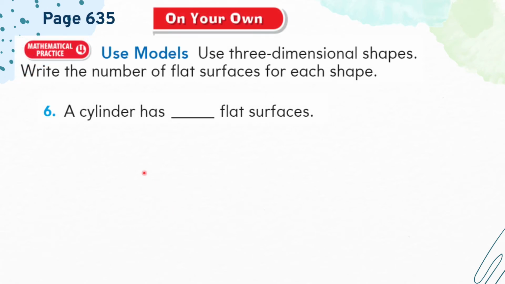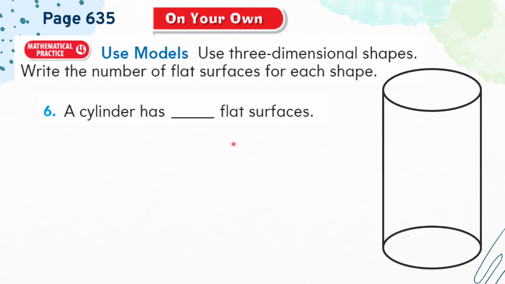Now we are going to talk about a cylinder. So we will say a cylinder has dash flat surfaces. Now let's look at a cylinder. Where can you find flat surfaces on a cylinder? You will see that this has a curved surface as well as a flat surface as well. So these two surfaces on the top and at the bottom are the curved surfaces.